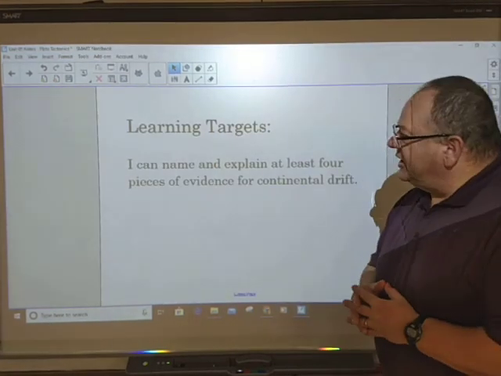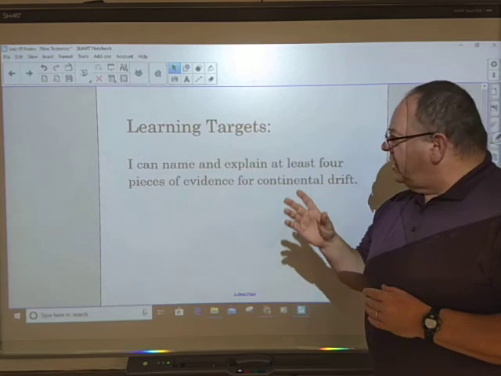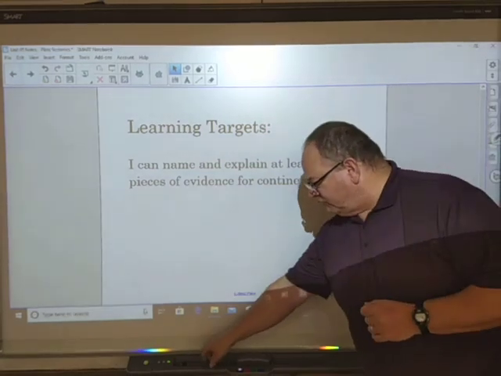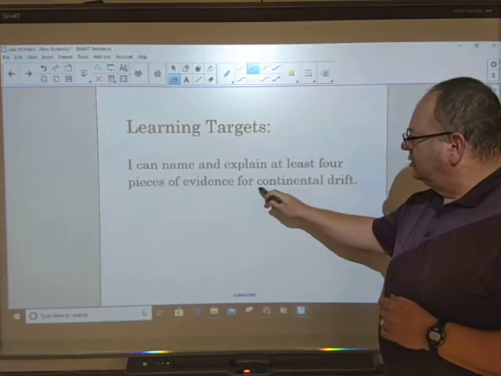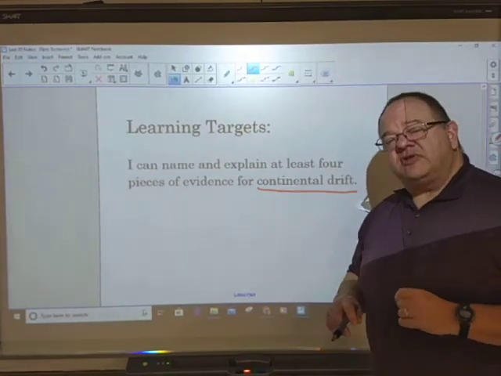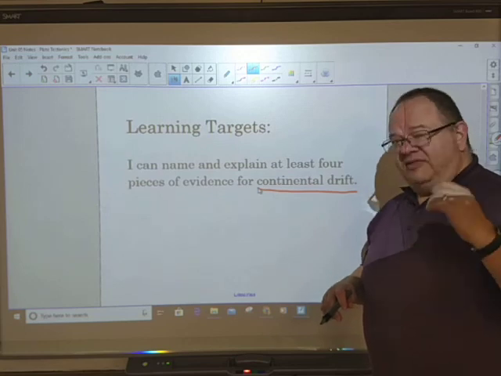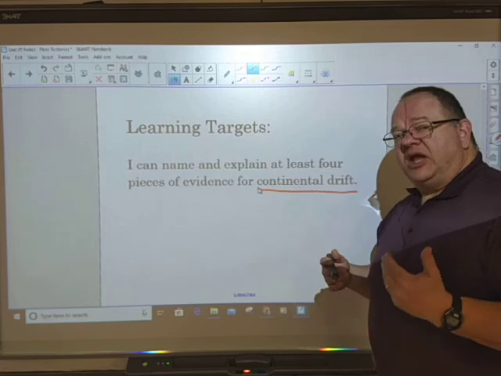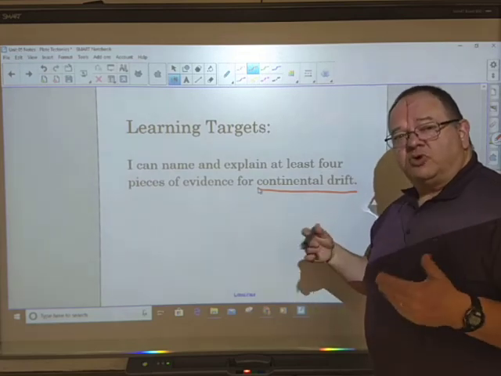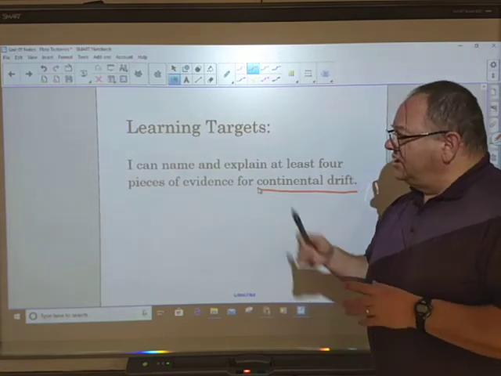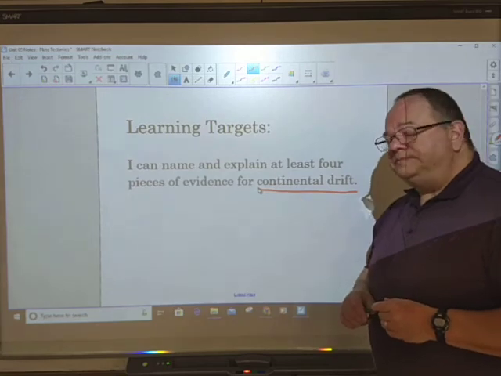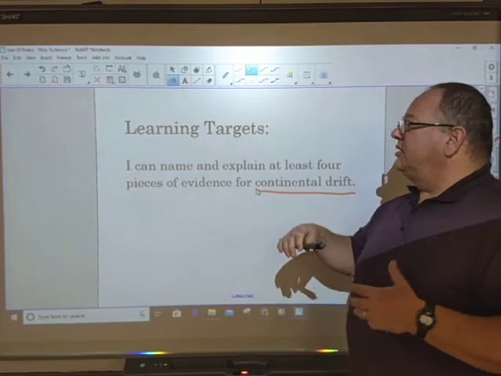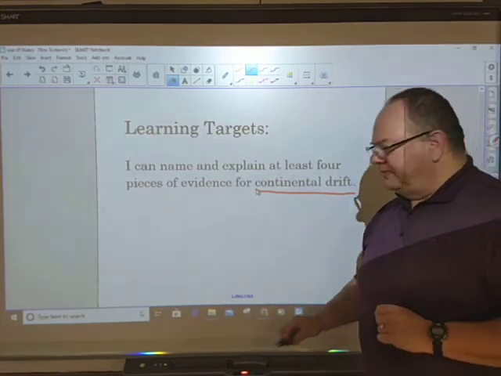Here's your learning target today. I can name and explain at least 4 pieces of evidence for continental drift. Okay, we're getting into continental drift. My list is about 7 pieces of evidence. So when it comes time for some sort of test or summative assessment, can you give me back at least 4 of them, and can you explain how they tell us that the continents are actually moving?